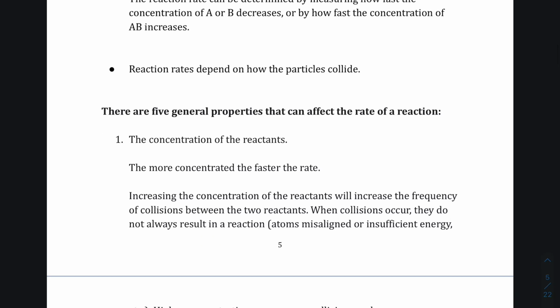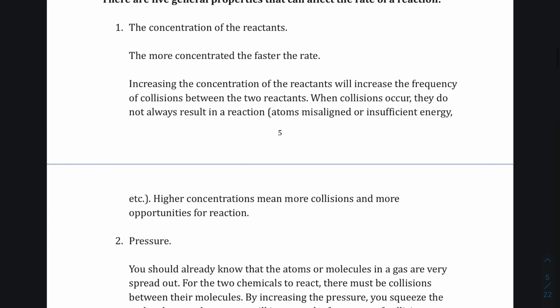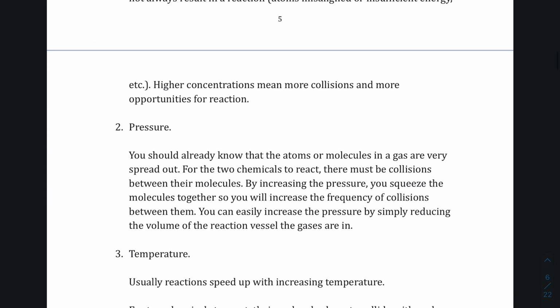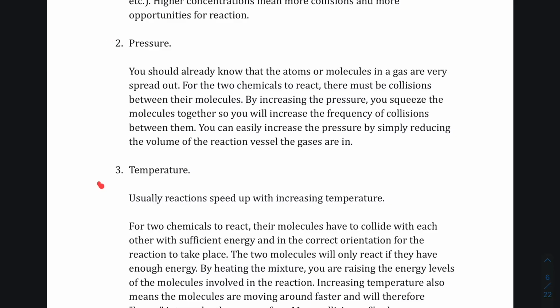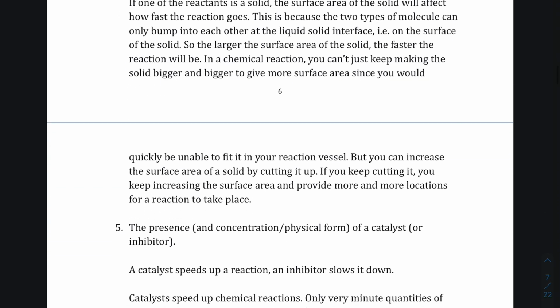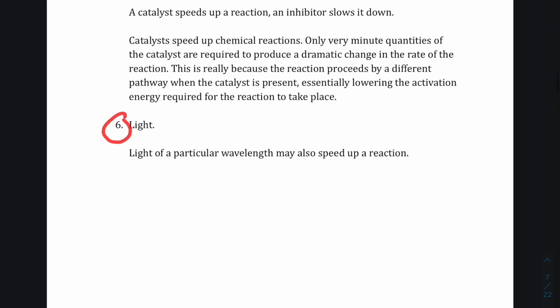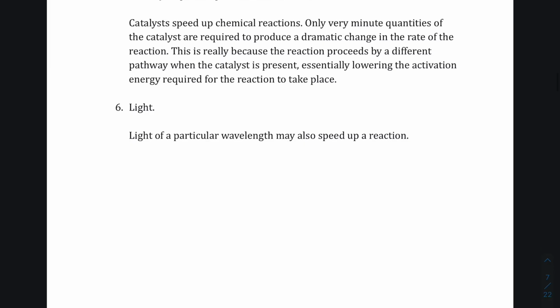Okay. This often depends on how fast the particles collide, which we learned in our previous chapter. So this is kind of similar to the speed of the reaction. Things you can control are the concentration of the reactants, pressure, temperature, physical state of the reactants. What we're talking about here is the surface area of a solid. You could add a catalyst, you could add light. And there are good explanations in each of these sections for how this speeds up the reaction. So you want to read through the paragraphs and make sure you understand that material.